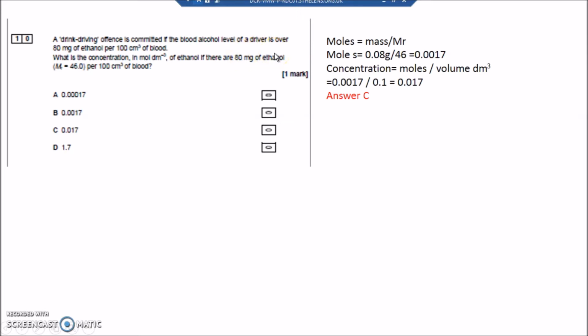So if I divide by 1,000, 0.08 divided by 46 will give 0.0017 moles. Concentration is moles divided by my volume in decimeters cubed. 100 centimeters cubed of blood is 0.1, so 0.0017 divided by 0.1 is 0.017. My answer is C.